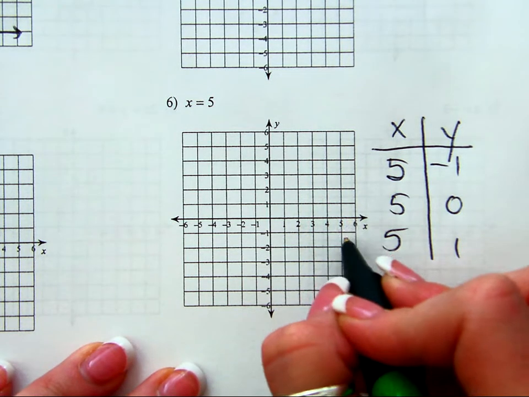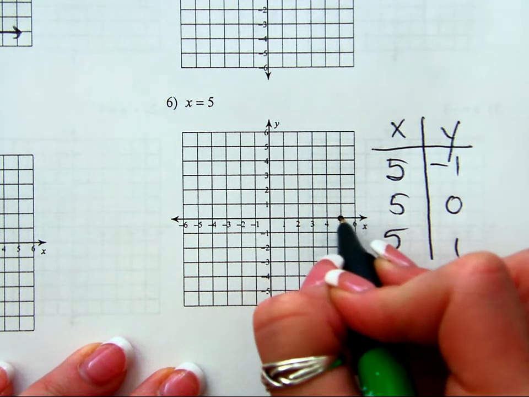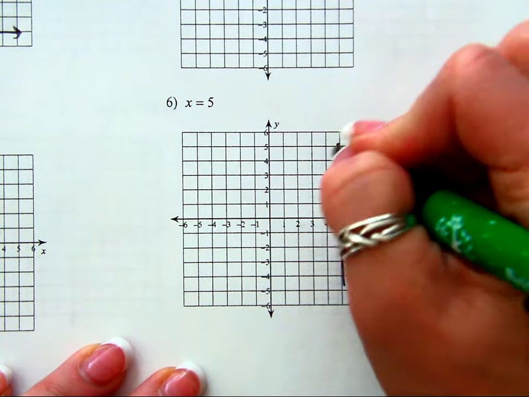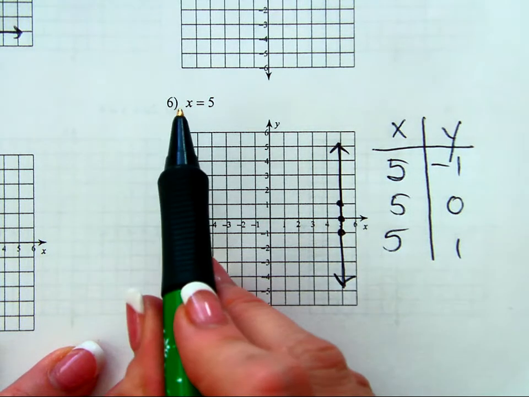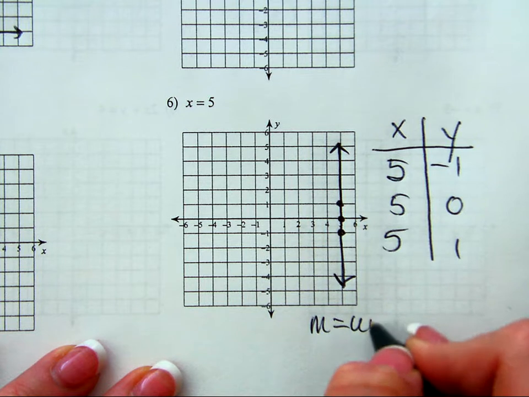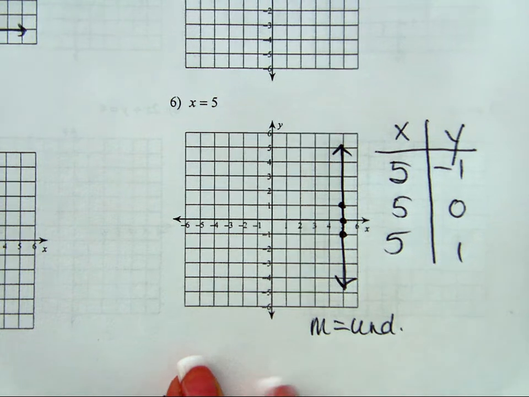Positive 5, negative 1. Positive 5, 0. Positive 5, positive 1. Connect it. There's your straight line. And this confirms for me that an x equals line is vertical and has a slope that is what? Undefined. Okay, you with me? Because it's time to kick it up a notch here. So let's take a look at number 5. Scooch on over to number 5.